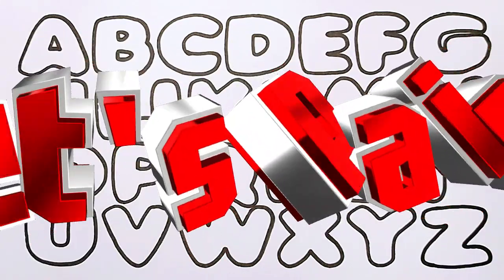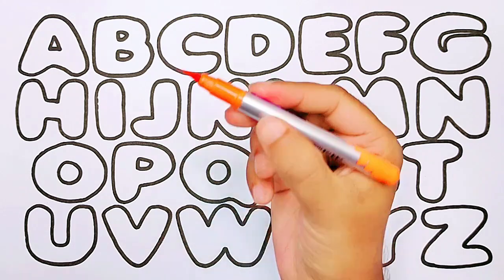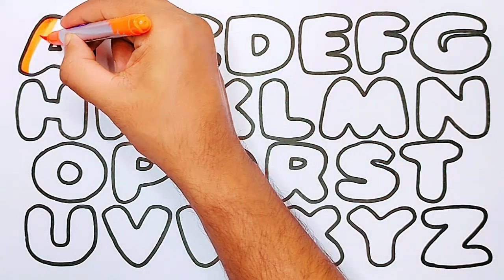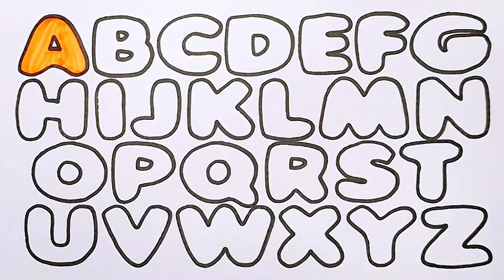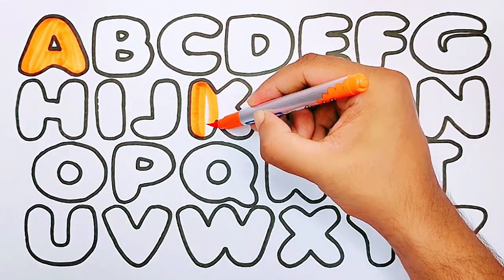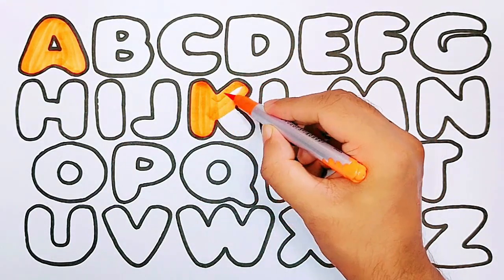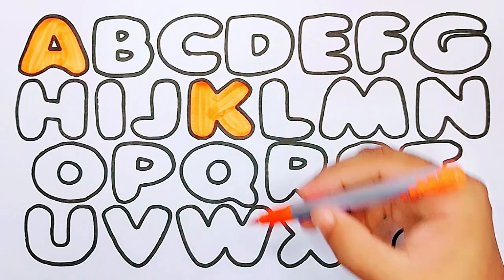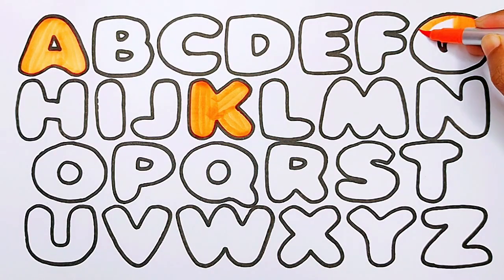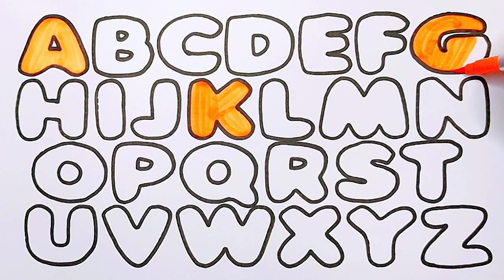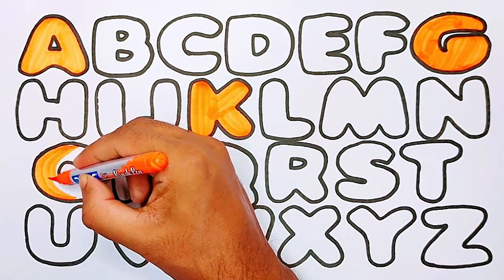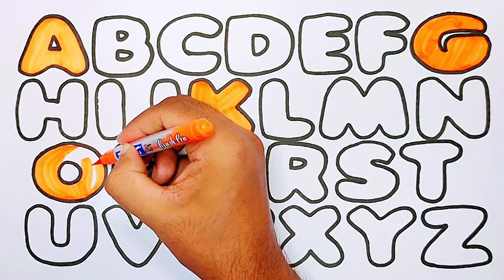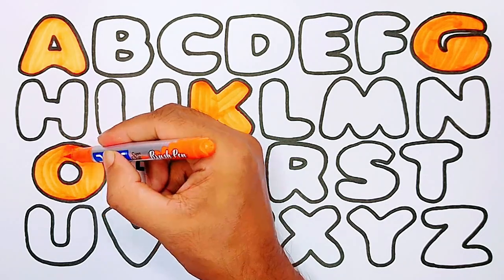Z. Let's paint. Orange color. A for ant. K for kangaroo. G for garden. O for octopus.